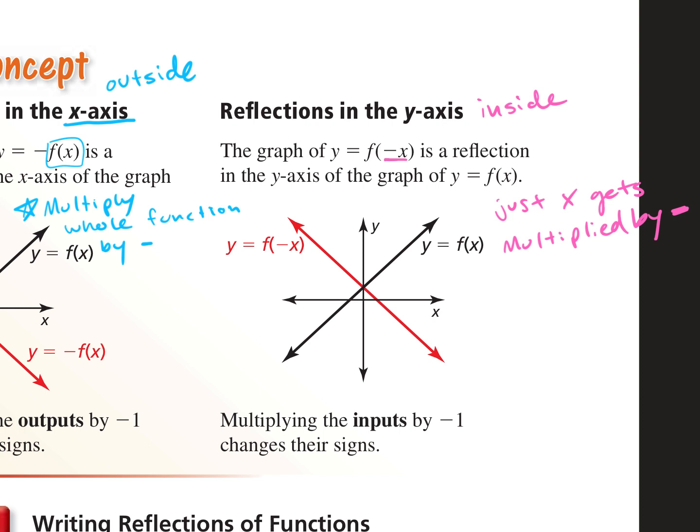So outside we multiply the whole thing. That's when it's on reflection on the x-axis. Inside is the y-axis, just the x gets multiplied by a negative.